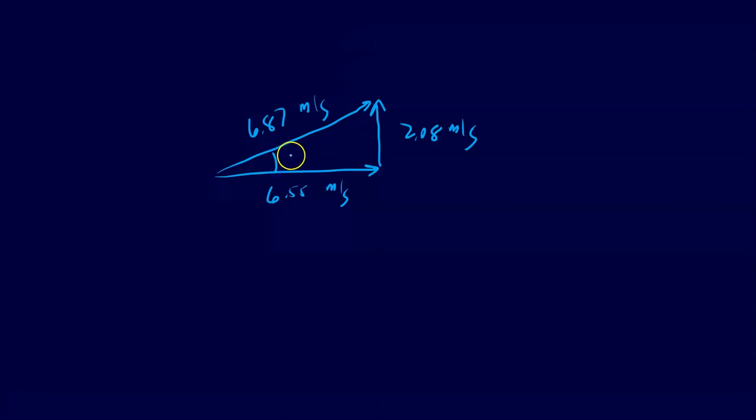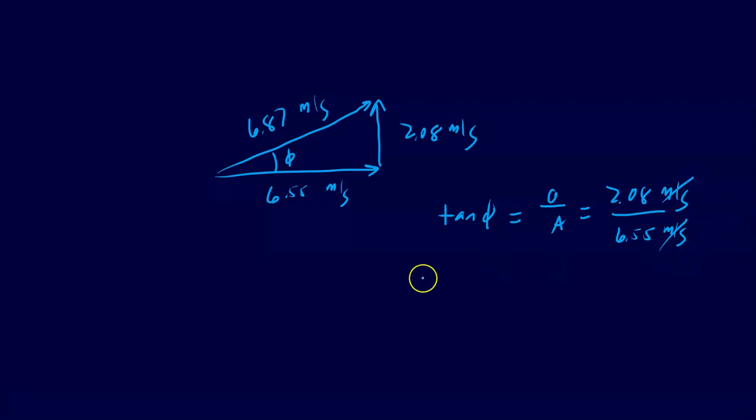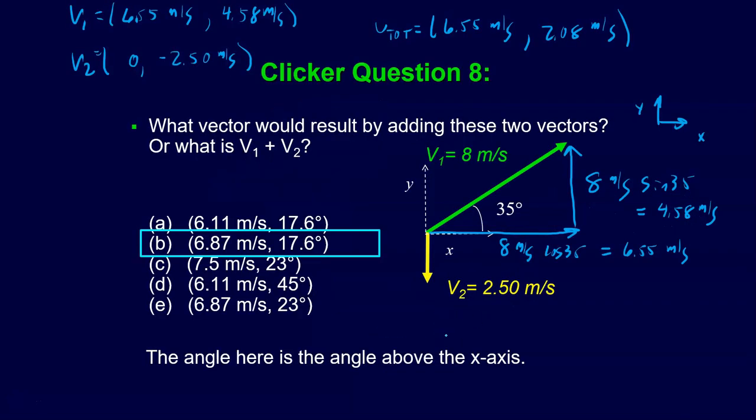Let's just go ahead and decide we want to find this angle in here. Again, tangent of phi is equal to opposite over adjacent. In this case, it's 2.08 meters per second divided by 6.55 meters per second. What's nice is when you put those on top of each other, the units cancel out. So the angle we're looking for is the inverse tangent of 2.08 over 6.55. When I went through and did that, I got 17.61 degrees. And so over here, we just sort of rounded it up.